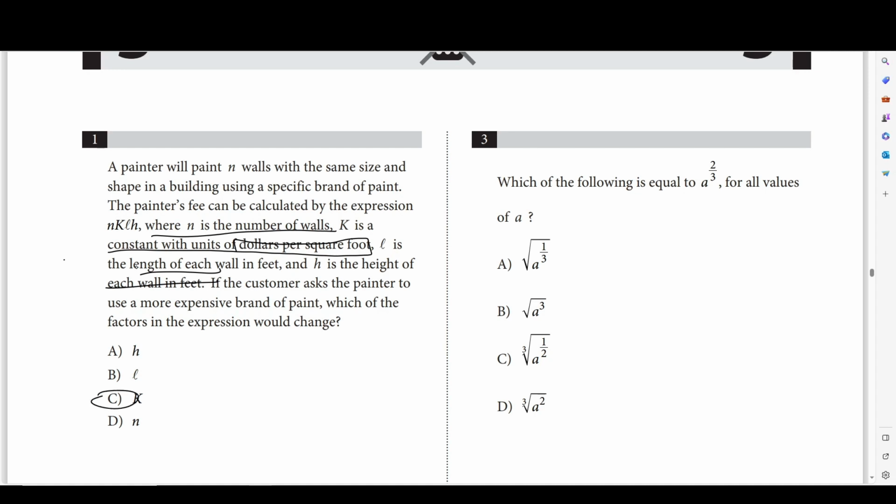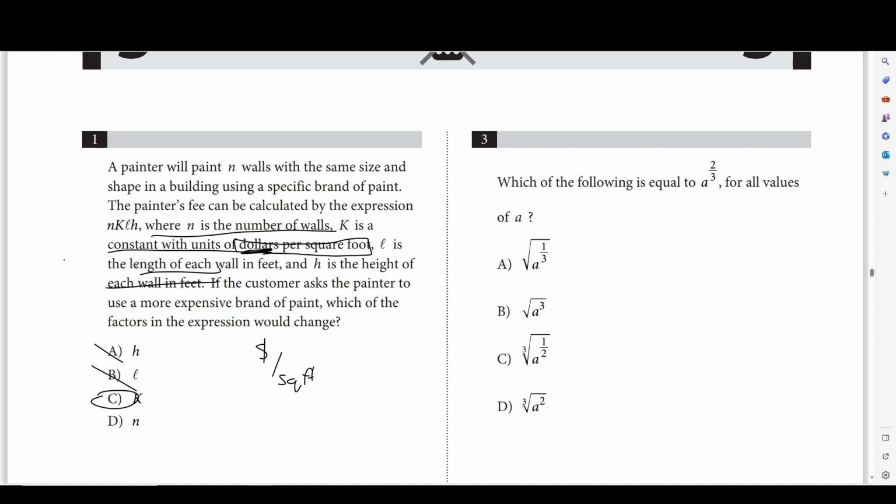here that actually has dollars in it, right? K is the only thing that really pertains to price. K is a constant whose unit is dollars per square foot, right? So if I'm making something more expensive, I'm going to change the variable that has the dollar sign in it, obviously. H and L simply don't make sense because if I'm asking someone to use a more expensive brand of paint, what does it matter? Like, why does it matter how high or how long the length and width of my wall that I'm asking them to paint? That's not going to change if I ask them to use a more expensive brand of paint.